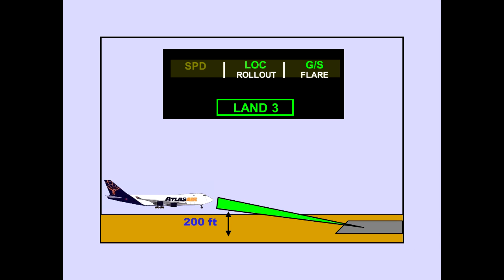In a Land 3 condition, below 200 feet radio altitude, the loss of one autopilot will not change the Land 3 display.